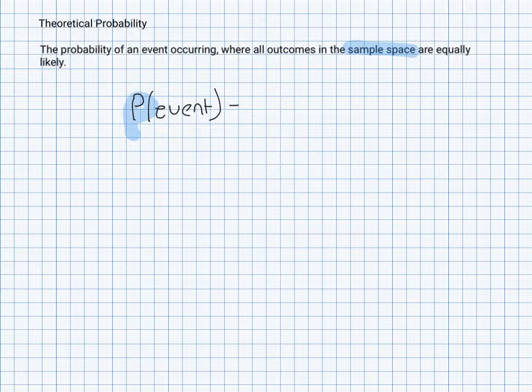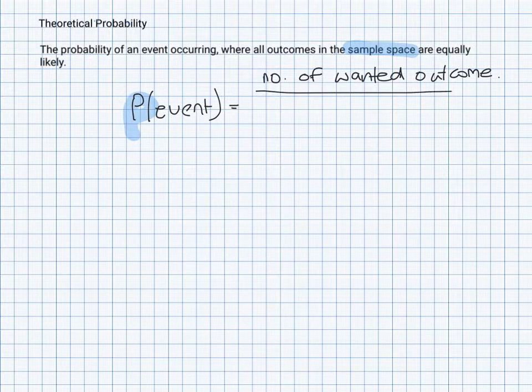So when I'm writing my formula, I always write P, probability of the event, of whatever's happening. And can you see that I'm using the brackets there? Equals, and it's the number of wanted outcomes. So if I want to get an even number on my dice, then the sample space is 2, 4, 6. So the number of wanted outcomes is going to be 3. So there's 3 of those positive outcomes over the total number of outcomes, so 3 over 6.